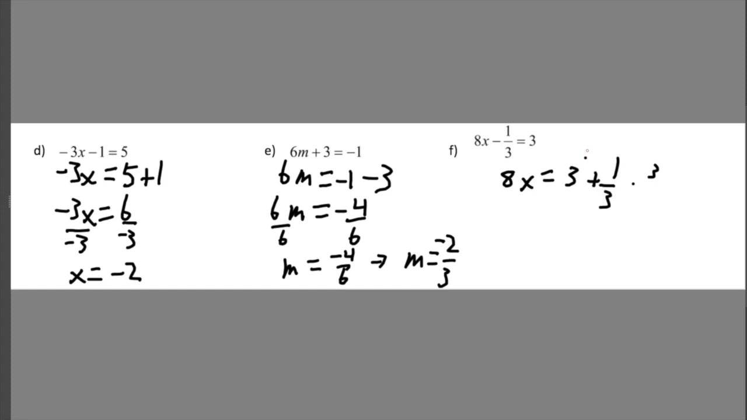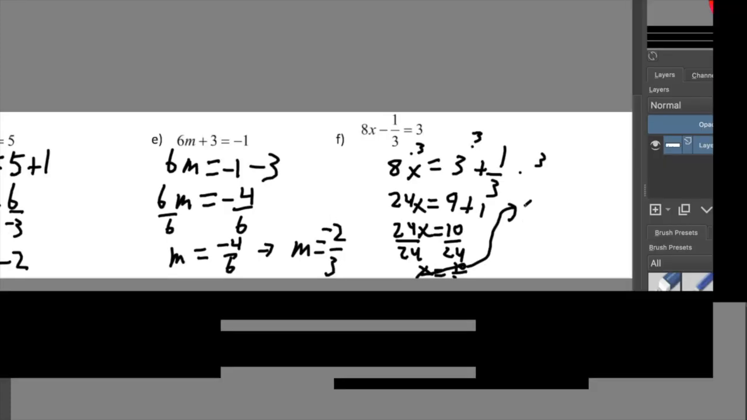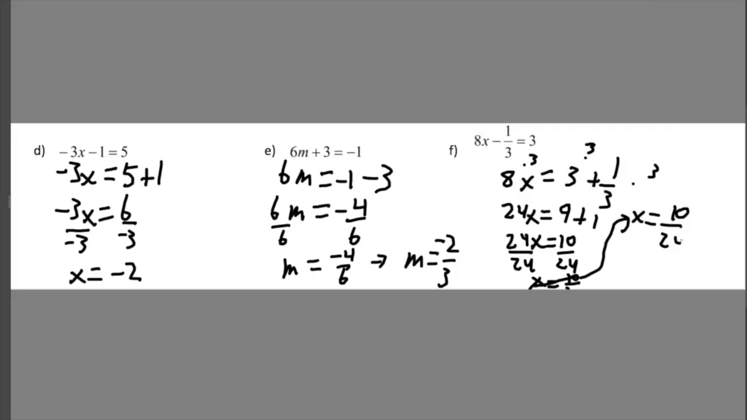I'm actually just going to move this all the way up over here. It's a little easier to read. So x is going to equal to 10 over 24. And again, we're going to reduce this. So we divide it by 2. We'll get 5 over 12.